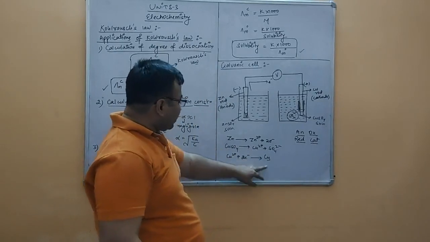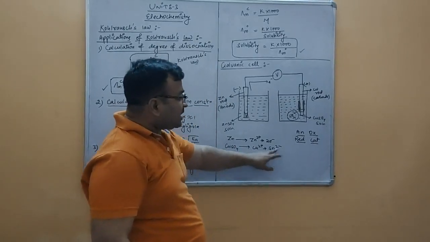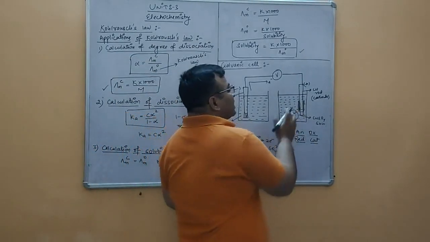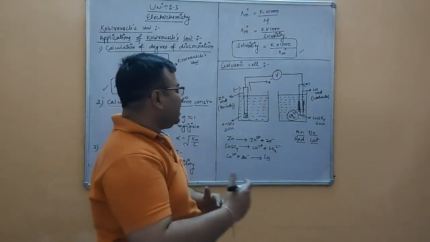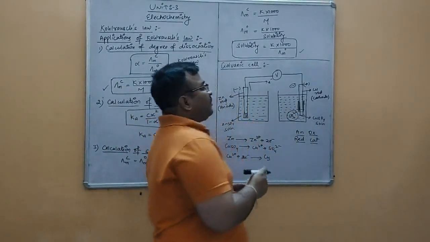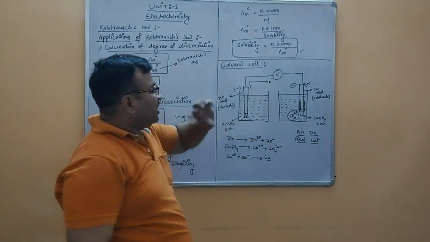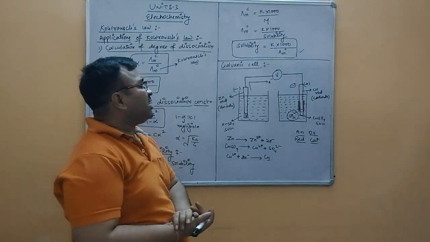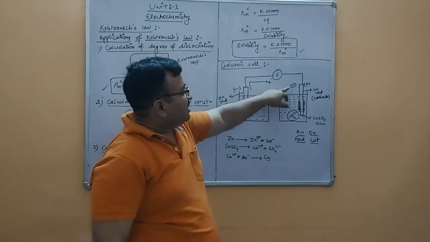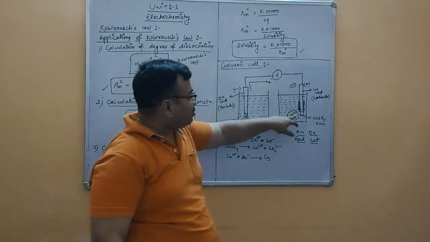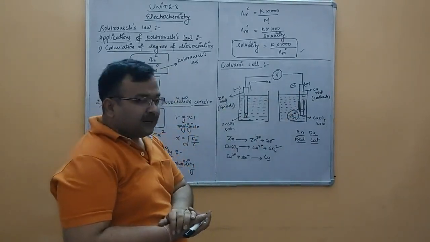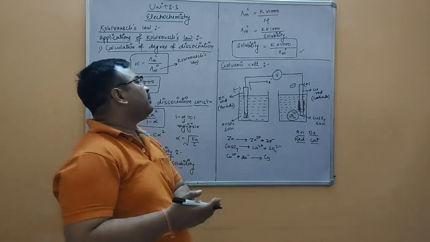After a certain time, the copper ions are converted into copper metal, but the sulfate ions remain in solution. When these sulfate ions go on increasing in this solution, a negative charge after some time starts reflecting on the cathode. The electron has a negative charge, and the negative charge due to the sulfate ion also reflects here. So negative and negative repel each other and the cell stops working.